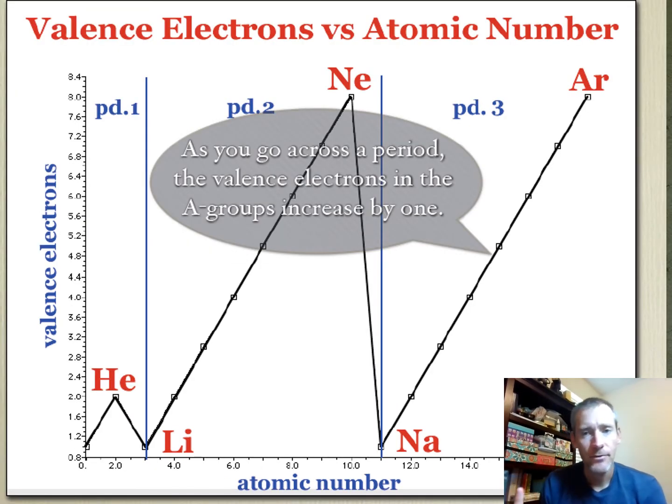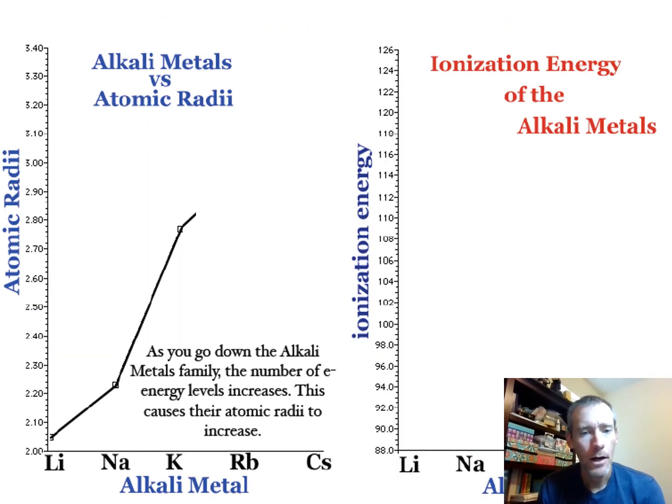Valence electrons versus atomic number. Obviously, as you go across the period, the more valence electrons you've got. Pretty simple on that one. All right. Alkali metals versus atomic radii. So as you're going down the group, lithium, sodium, potassium, rubidium, cesium, the radius is going up, which makes sense because you're increasing the number of shells, energy levels.